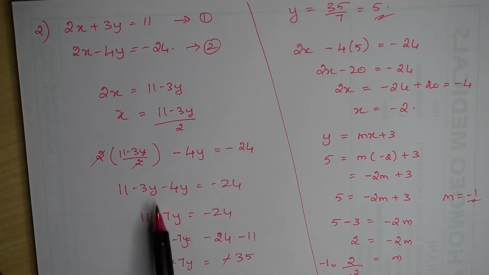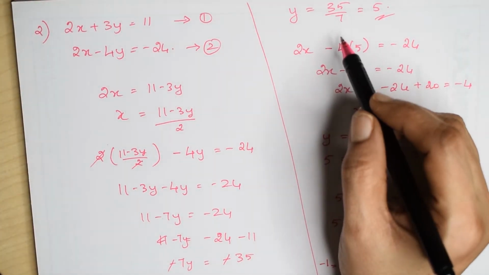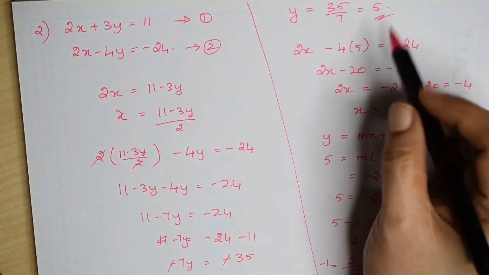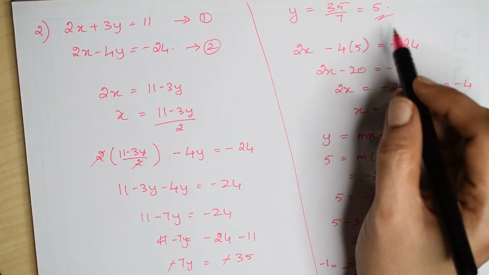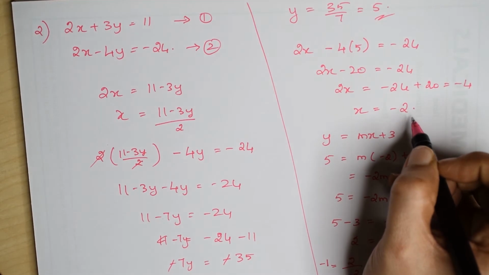I can add these both up and it becomes 11 minus 7y is equal to minus 24. I keep the 7y on the left hand side and bring the 11 to the right hand side, and it becomes minus 24 minus 11, and so minus 7y is equal to minus 35. Y is equal to 35 by 7, minus and minus get cancelled. So y is equal to 35 by 7 is equal to 5, and I am substituting the value of y in the second equation, and I have got the x value is equal to minus 2.